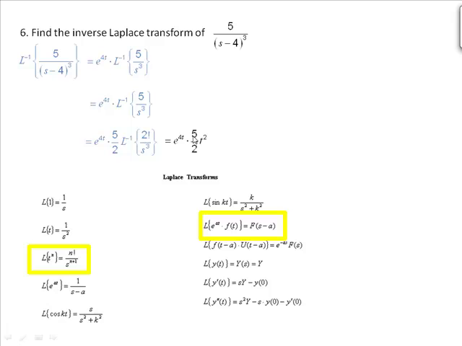Gives me e to the 4t times 5 halves, t to the second. Typically, you see the exponential last, like this, but however you want to write it. The answer is 5 halves t squared e to the 4t.